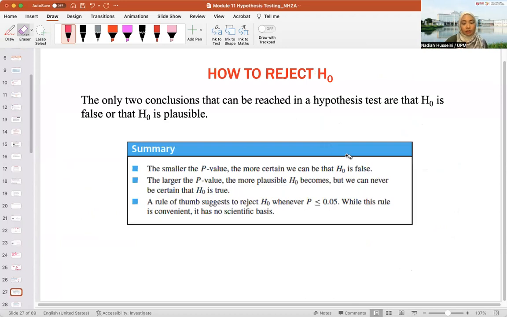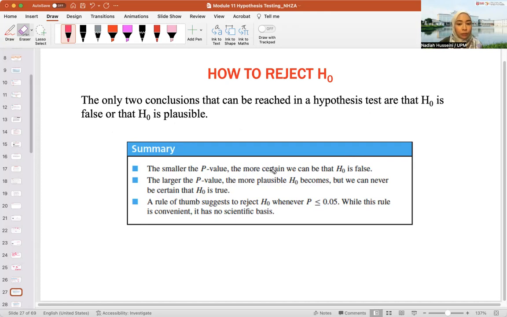Confusing. Okay, so how do we reject our null hypothesis? Previously, we were talking about the one-tailed test and two-tailed test, and which area of the p-value we should look at. Because the p-value is important for us to reject the H-naught, right? But of course, there are further things that we need to know before we can totally reject our null hypothesis. The only two conclusions that can be reached in a hypothesis test are that the null hypothesis is false or that the null hypothesis is plausible.